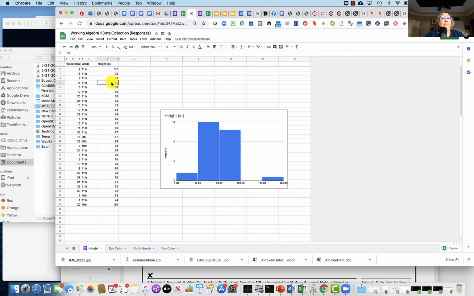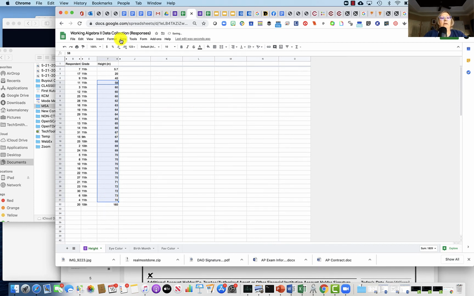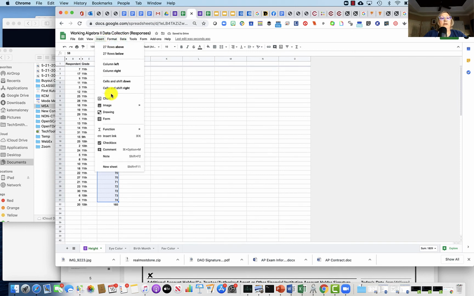that 58 is probably valid. I don't think the 40 is, but I'm going to challenge you to give me an argument for why these are outliers. I'm just going to collect the ones that I don't think are outliers. And let me get rid of that. I'm going to do, insert chart.